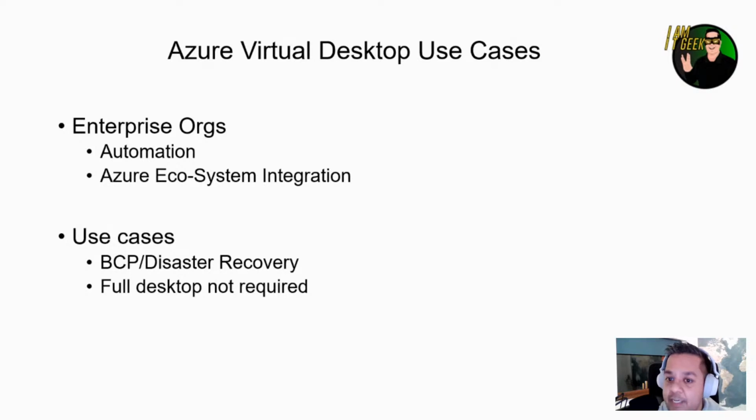Use MSIX app attach to publish an app that they need. They log in on their tablet, they see their app, launch their app, and off they go. So that's the other use case where a full desktop isn't required, they just need one or two apps. They might need Word, they might need Excel, whatever. That's the other use case I've been speaking to enterprise organizations about, where they don't need to give everyone a full desktop. Let's give them a specific app. You can publish that app with a couple of different methods, MSIX app attach, for example.